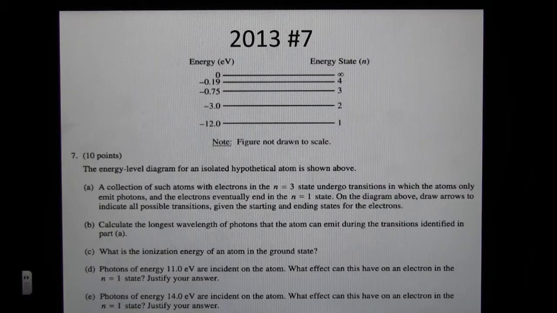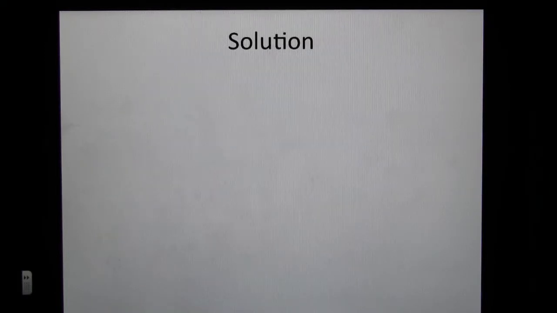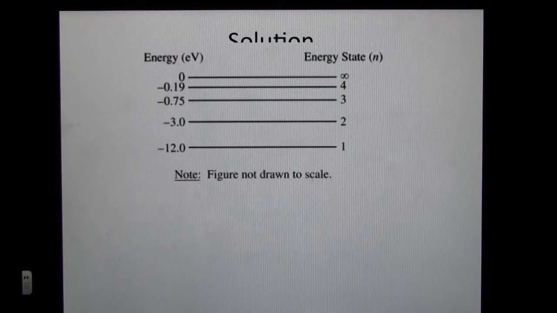Now let's look at a problem taken from a past AP exam. Pause the video for a moment. The first question asks us to draw arrows indicating the possible transitions that could take place for an electron going from n equals 3 to n equals 1.